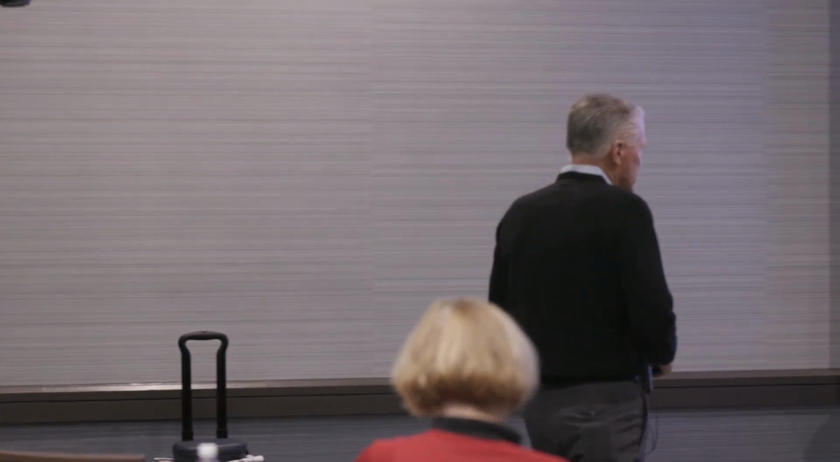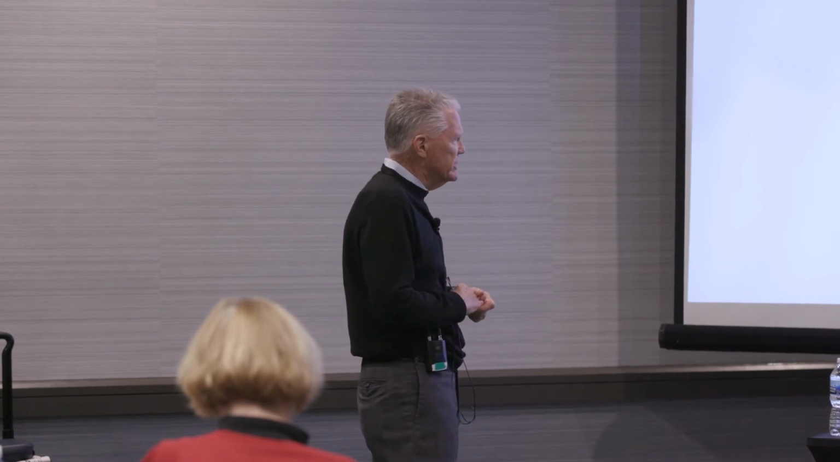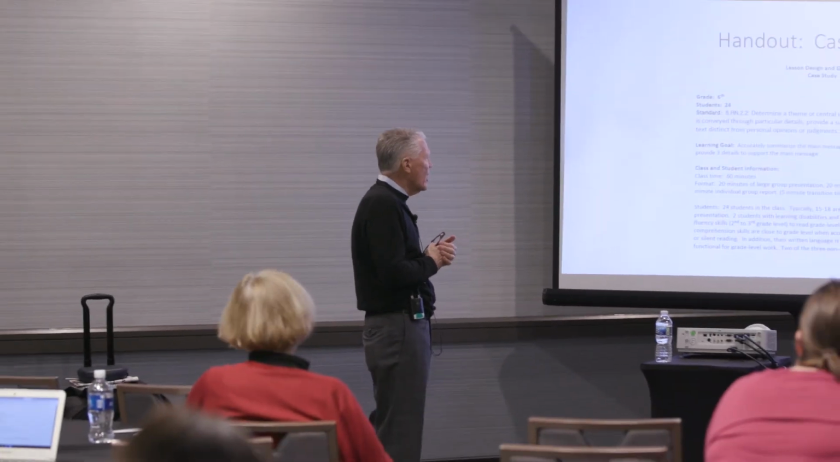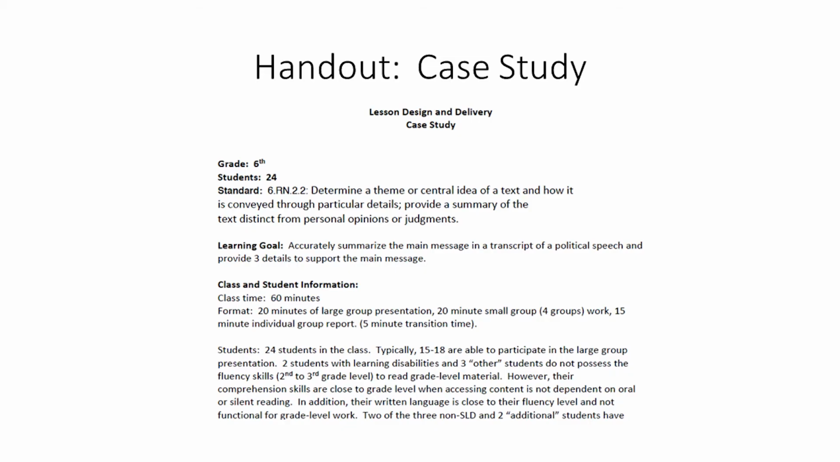Each group has a timer. If the kids are not old enough to have a timer and make sense of it, the teacher serves as the timer. 24 kids in the class. Typically, 15 to 18 are able to participate in the large group presentation and learn from it. 2 students with learning disabilities and 3 other students do not possess fluency skills to read grade level material. However, their comprehension skills are close to grade level when accessing content is not dependent on oral or silent reading.